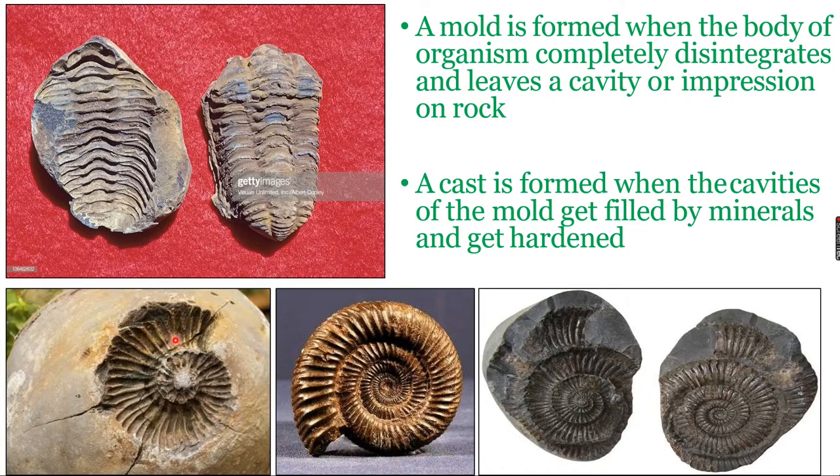What is an impression on the soft mud? Sometimes animals walk on the soft mud and leave their impression, a footprint. Later it becomes hardened to form stone. Here also you can see this impression. Later it becomes hardened. The cavities of the mold get filled by minerals and become hardened. Now it is called a mold. When the cavities of the mold are filled with minerals and later become hardened, that is called a cast.